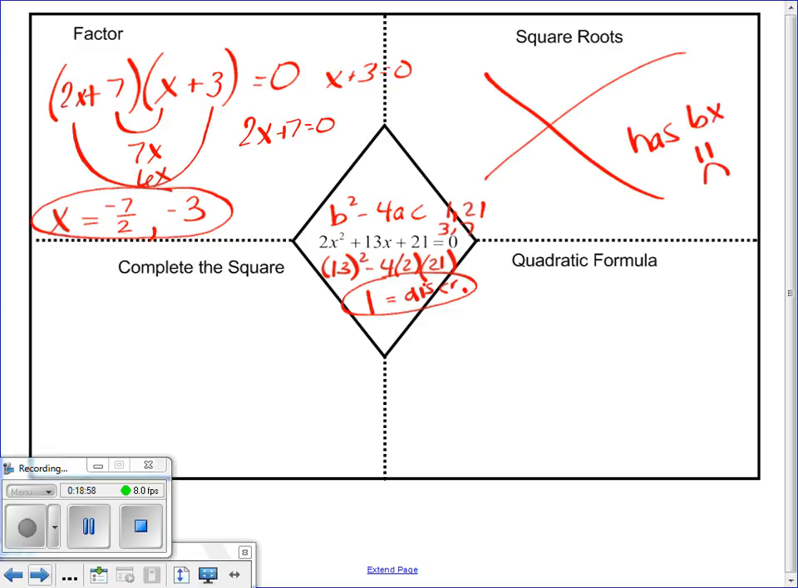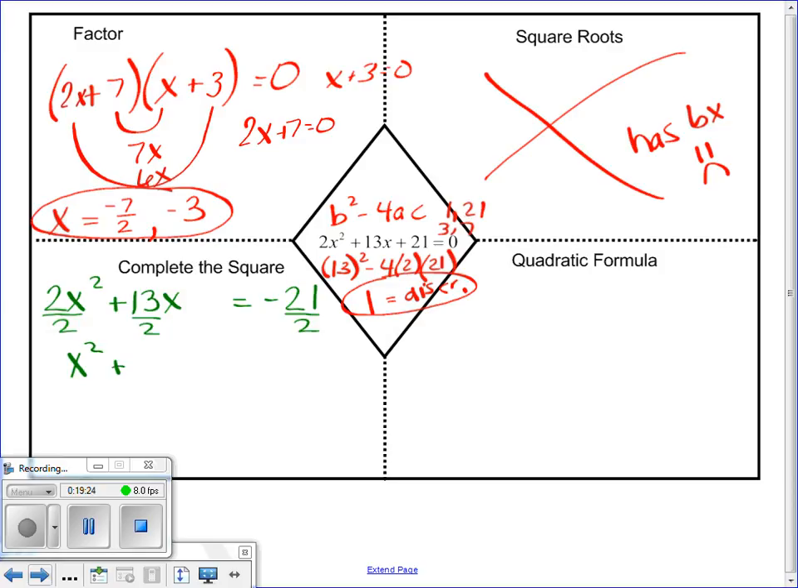Completing the square? Yes. This is going to be a fun one. So what's your first step? Move C. So the 21, we need to move to the other side. It's negative 21. Then what? Divide by 2. Yeah, there's that darn a value right there.